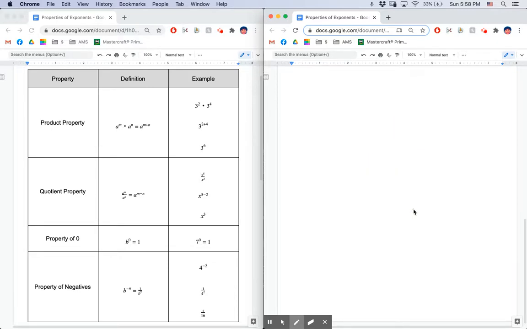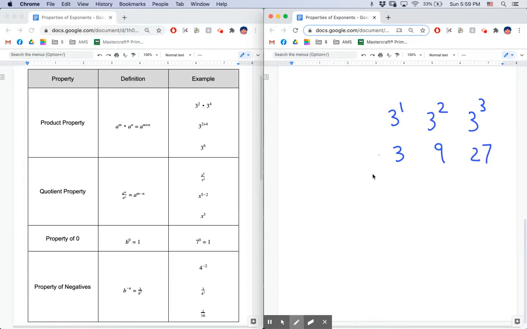Now, for the next two properties, the property of 0 and the property of negatives, we're going to do a little exercise here and essentially develop a pattern to understand where this whole power of 0 and negative exponents actually give you these values. So let's take the number 3 and raise it to the power of 1. That's obviously going to be 3. If you have 3 squared, that's going to be 3 times 3, which is 9. If you have 3 to the power of 3, you multiply that by another 3. 3 times 3 times 3 gives you 27.